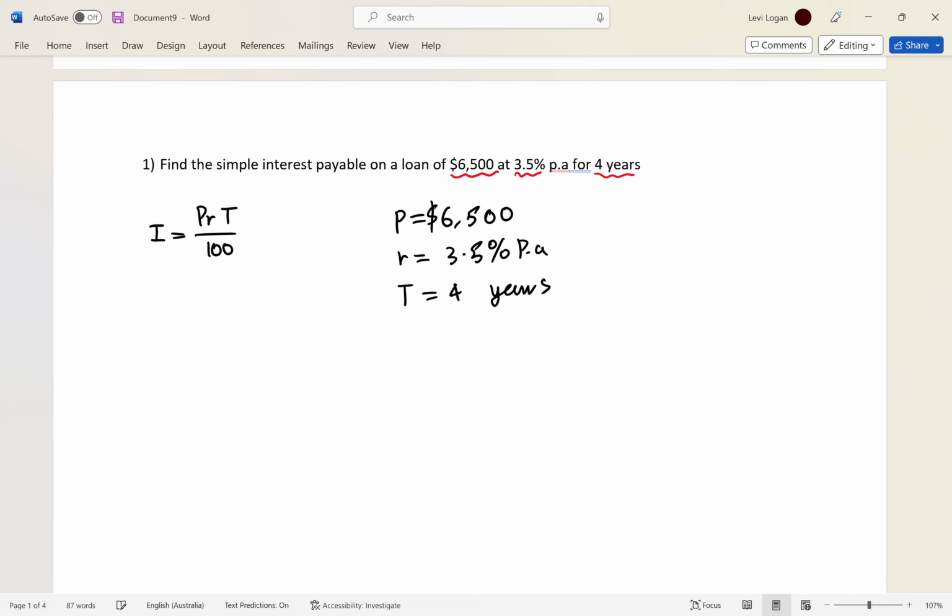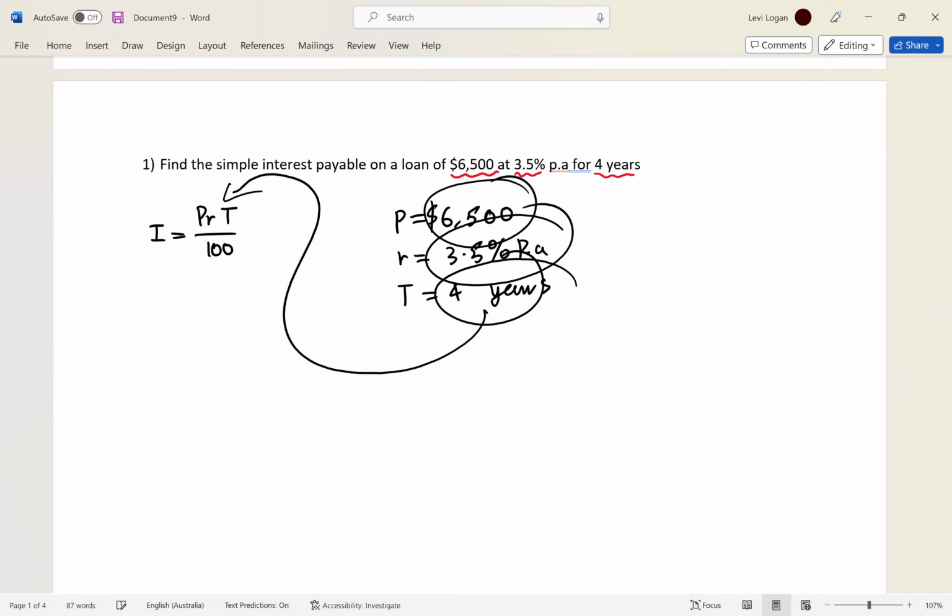Now all we have to do is plug this into the formula. Interest is equal to our principal, our original amount, which is 6,500, multiplied by the rate, which is 3.5, multiplied by the time, which is 4. This time has to be in years. So if they give it to you in months, you need to convert it to years.